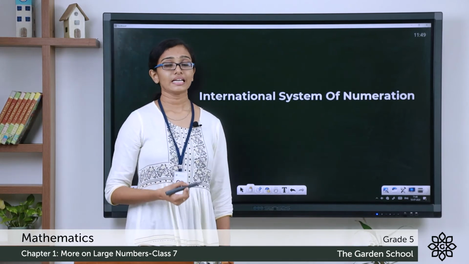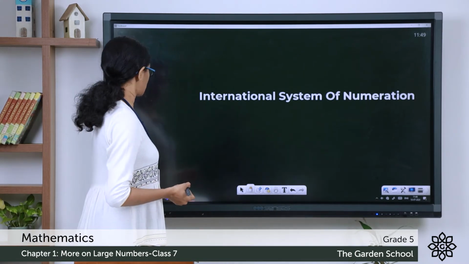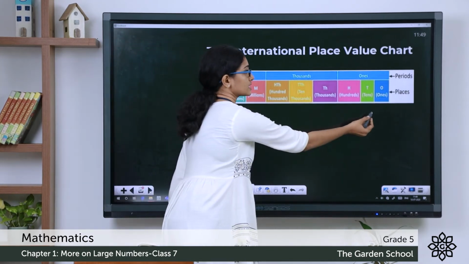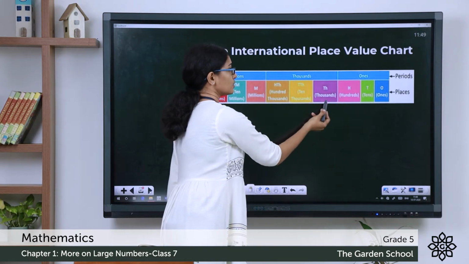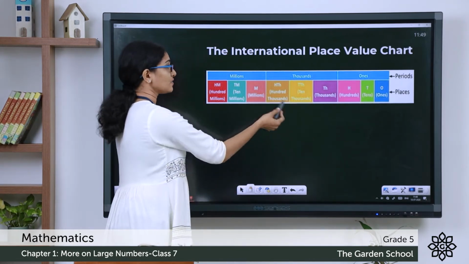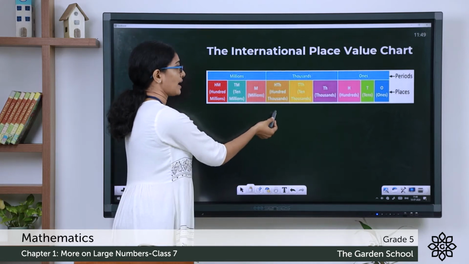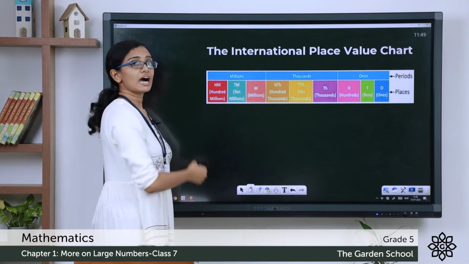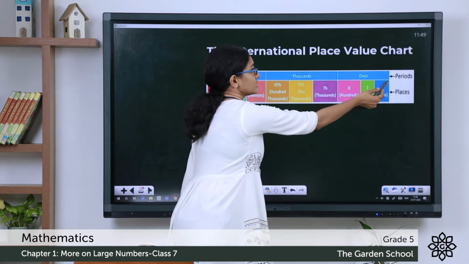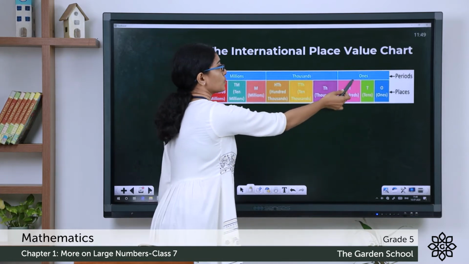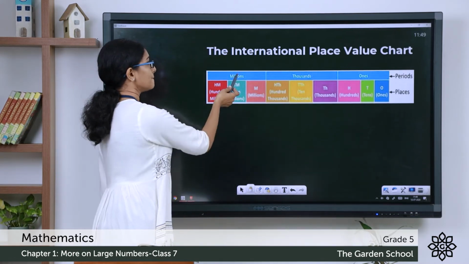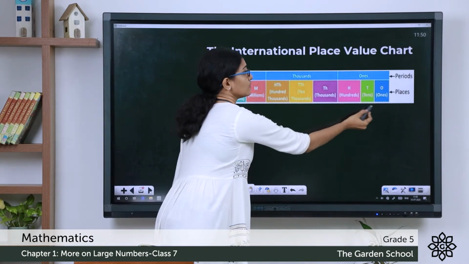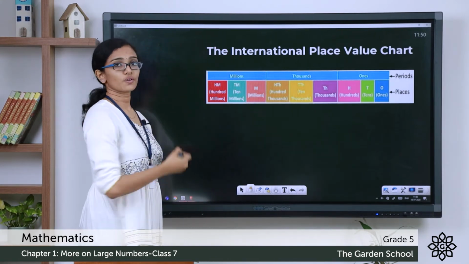Now let's talk about the International System of Numeration. This is the place value chart according to the international system. You can see the places here: ones, tens, hundreds, thousands, 10,000s, and after 10,000, instead of lakh, you have 100,000, then million, 10 millions, and 100 millions. You can see the periods marked at the top. You have the ones period, thousands period, and millions period in this case. Note that unlike the Indian system, you have 3 places in each of these periods.